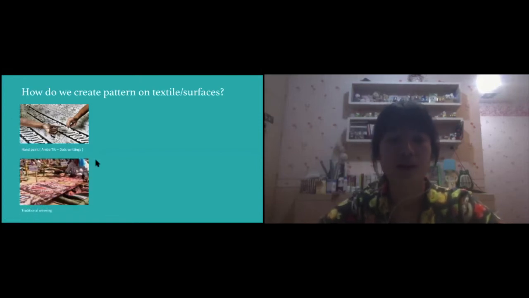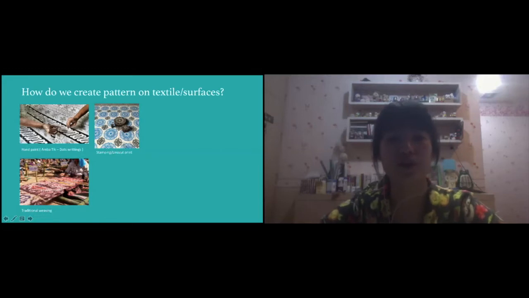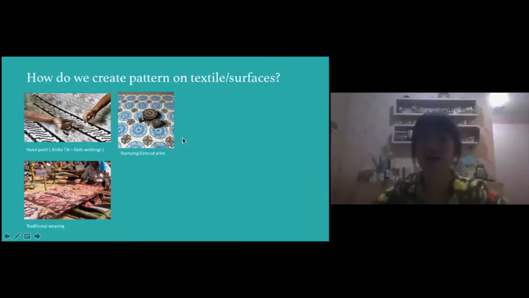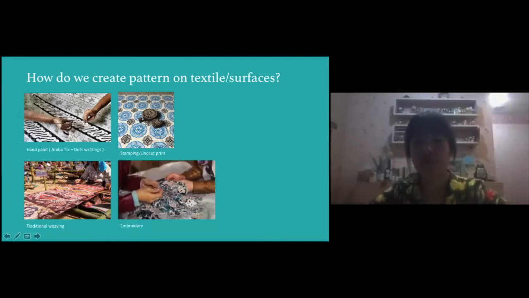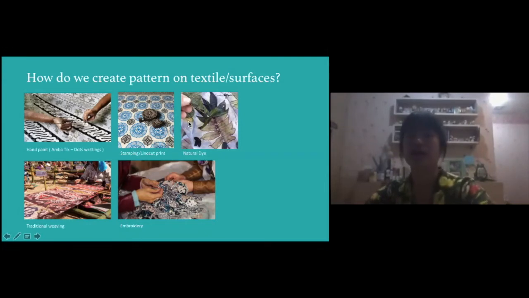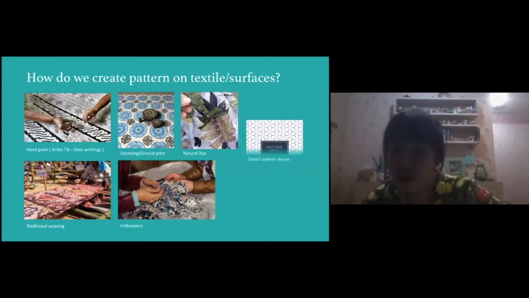And this one is traditional weaving from Indonesia. You can see the woman cutting this traditional fabric. Or using stamping or lino cut print, which can be applied on textile or even wallpaper or art prints. Embroidery can also be used as a technique to create a pattern. This is natural dye, using real leaves or organic products to make the pattern.